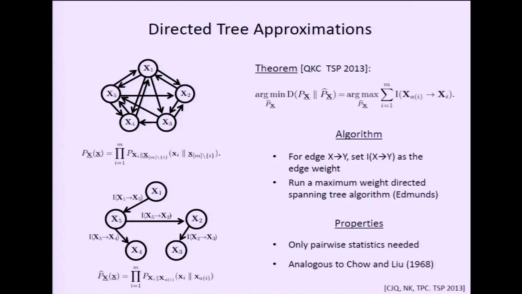I consider each edge weight as the influence just from the parent to the child, not conditioning on the rest of the network, then the sum of those edge weights tells me how good the approximation is, and that leads to a very simple algorithm to identify the best graph by using a maximum weight directed spanning tree algorithm.